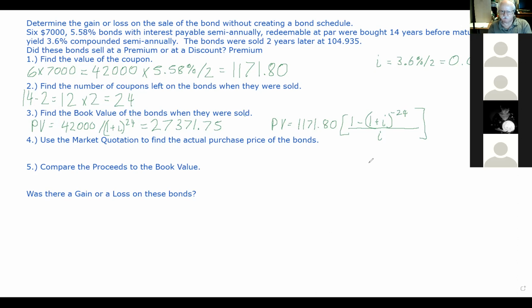Let's try this over here. Recall 1 plus 1, y to the x, 24, negative, equals that. Make that negative, plus 1, and then divide that by recall 1, and times 1171.80. And here I'm getting 22,673.78.